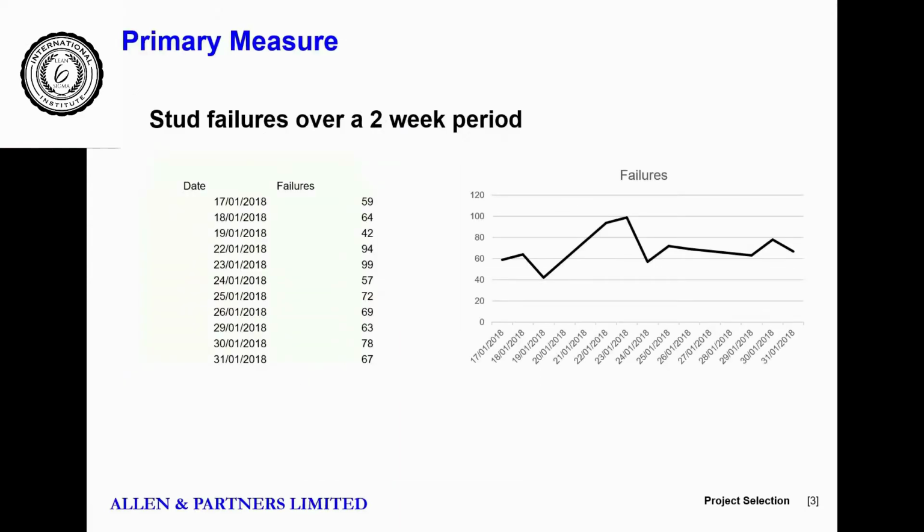Okay, let's do a little bit of measurement. So here's the current problem. You can see they call these stud failures. This is a period over 2 weeks, and you can see they're pretty much hitting around about 75-80 a day of these failures on this automatic welding process.